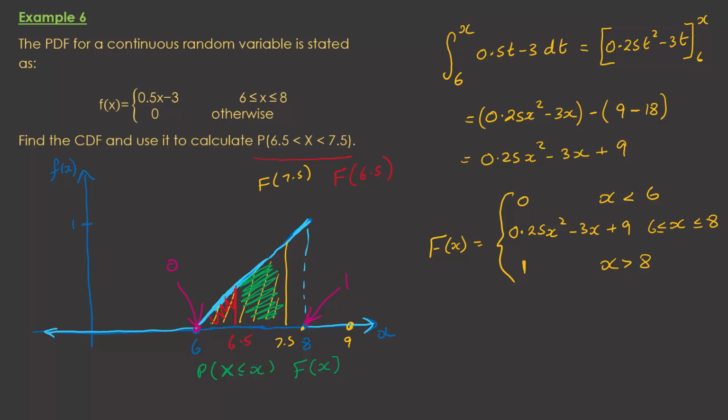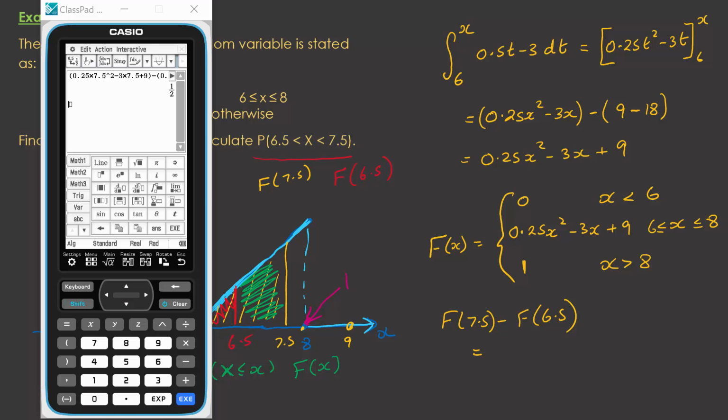So what we're going to do is f of 7.5, take away f of 6.5, and we can just calculate that. And I've done this calculation here, and we can see that it comes to a half.